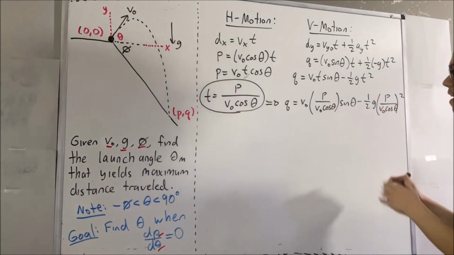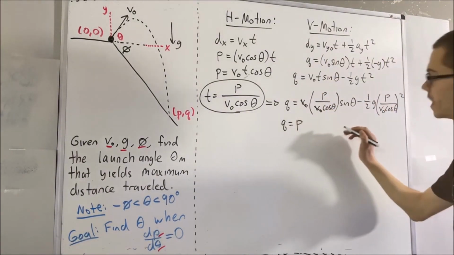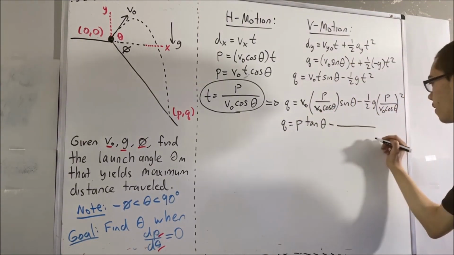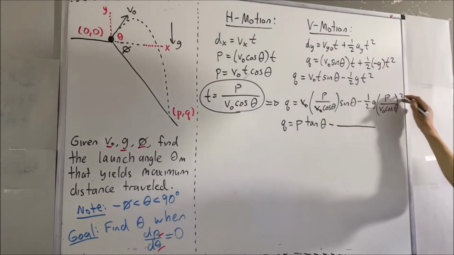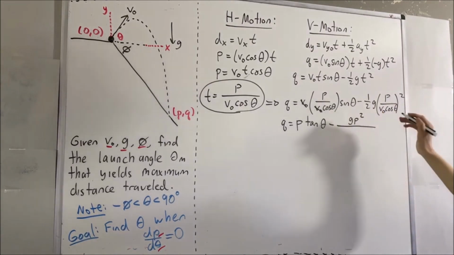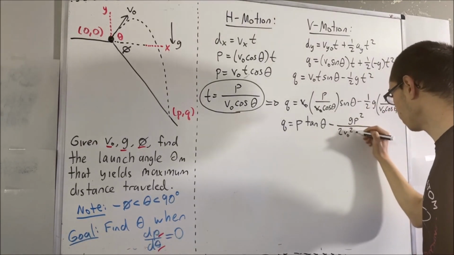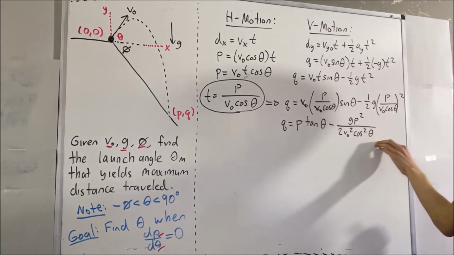Okay, so now let's simplify this down. Notice the v naughts cancel out. And sine over cosine, if you recall, is tangent. Now I'm going to write this as a single fraction. Notice in the numerator we have g p squared. In the denominator we have 2 v naught squared cosine squared theta. So now we have combined these two equations into a single equation.